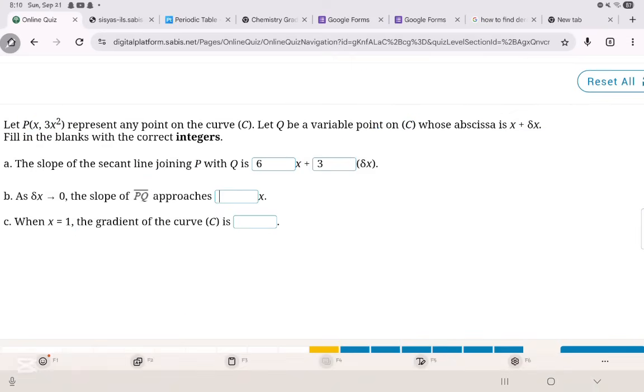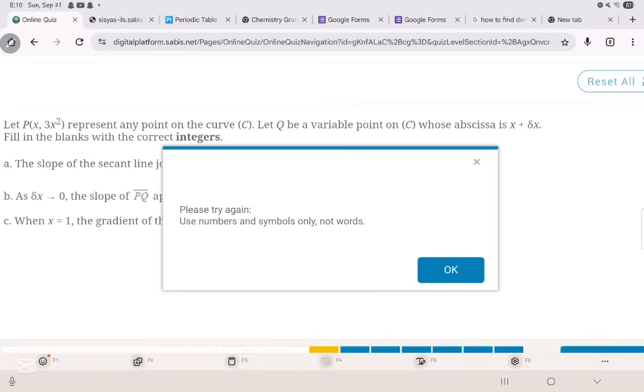Now, as the slope approaches 0, what happens now? As delta x, my bad, as delta x approaches 0, what happens? You just need to replace, so it becomes 6x plus 3 times 0, which is what? Which is 6x. So the slope of PQ becomes 6x.